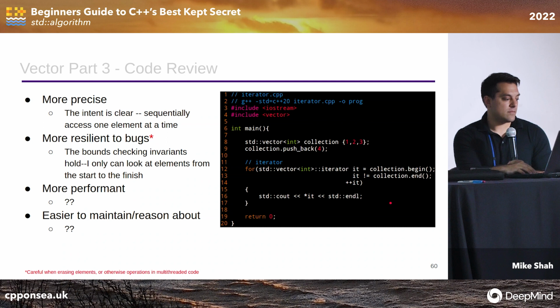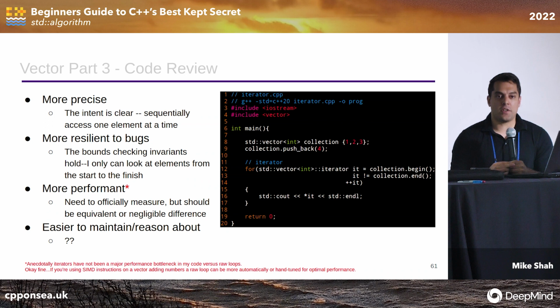Is it more performant? Well, I need to officially measure. I didn't find actually running this example from my previous one meaningful. It's a little bit too small of a code here. But the difference anecdotally in my experience has been negligible of using iterators versus a raw for loop. Now again, you're going to notice little asterisks in tiny red font that you can read later. If you're vectorizing a loop or doing something with single instruction, multiple data, SIMD instructions, your story might change. And there's reasons for that story to change if you're a game programmer or low latency programmer like some of the talks we've seen today. But in general, this change hasn't been the performance bottleneck in the code that I've written in larger code bases. And is it easier to maintain or reason about?